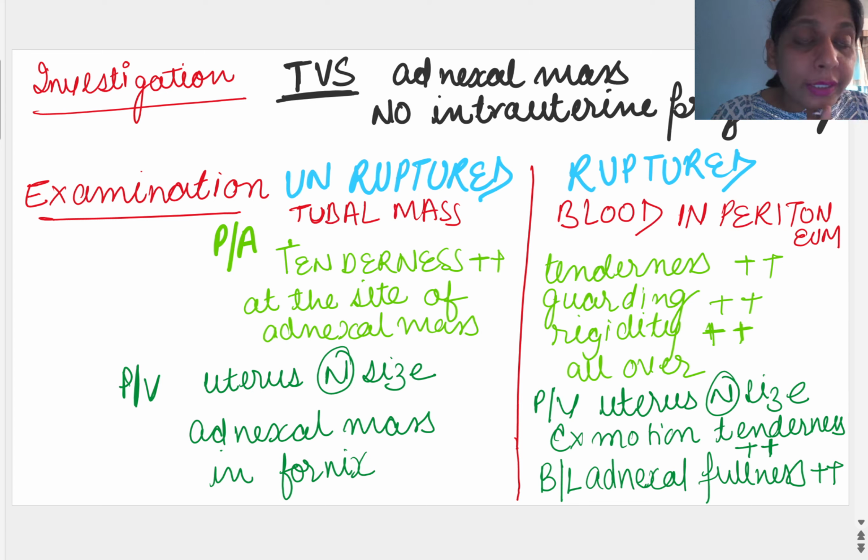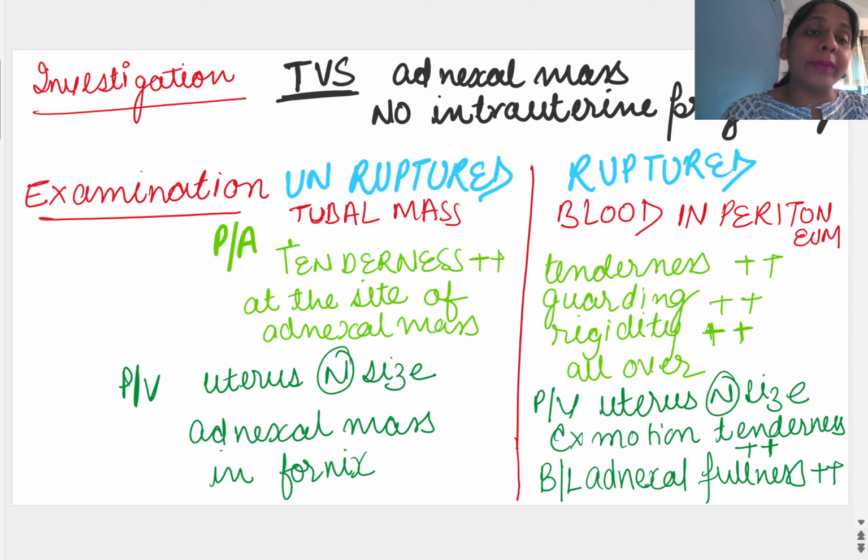On vaginal ultrasound, what will we see? We will see that there is no intrauterine pregnancy. Uterus size is normal. What will be there in the uterus? Trilaminar endometrium, right? And in the adnexa there is an adnexal mass, and in the uterus there is no gestational sac.